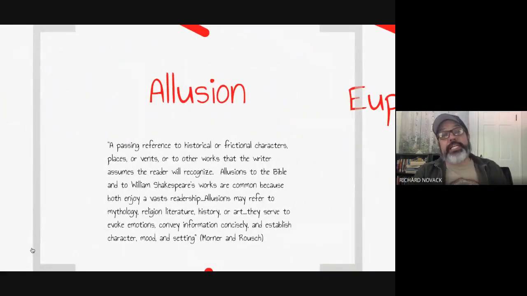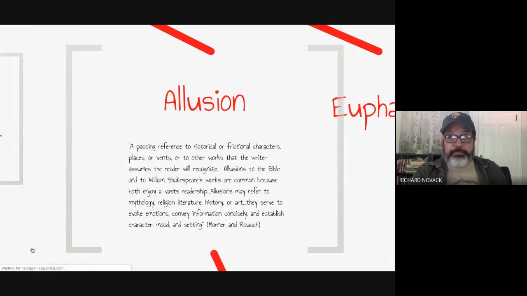Allusion. This is a really popular one. Allusion is what we find in music a lot. Allusion is in literature. Allusion is when one text refers to another text or a historical event, right? This is seen a lot in music, especially hip hop.